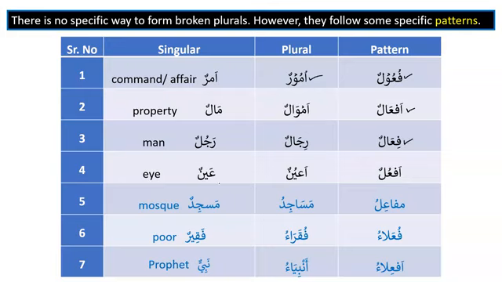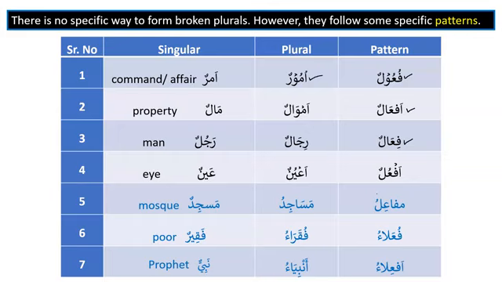Then we have ainun, and it is on the pattern of af'ulun. For example, we can see that, and as I said, the vowel signs will always be the same. For example, af'ulun. So we have fatha, then we have sakin, dhamma, and then we have tanween. And the same thing goes over here. We have a'yunun. So we have fatha, then the sakin, then we have dhamma, and then we have tanween.